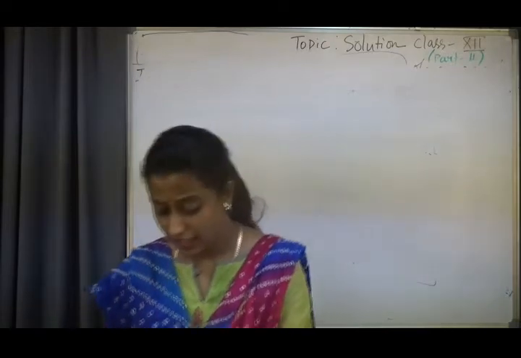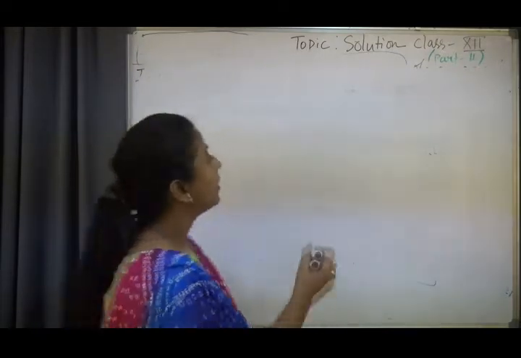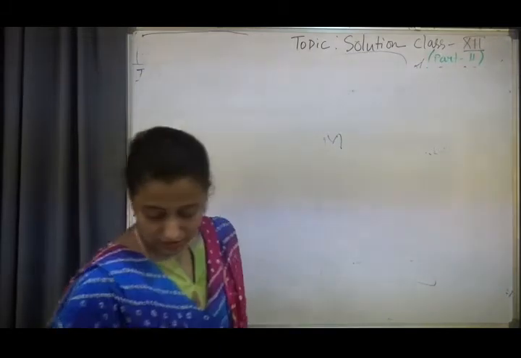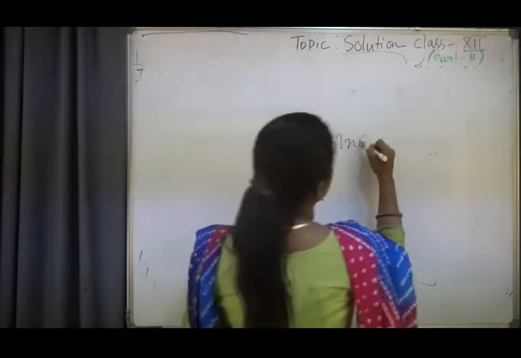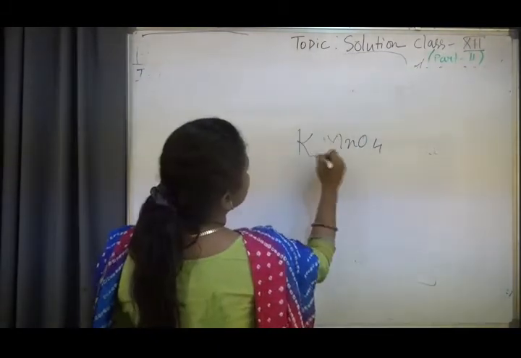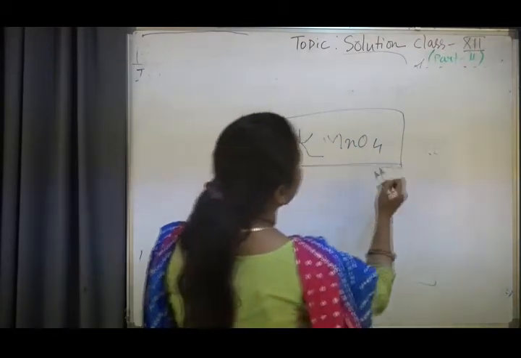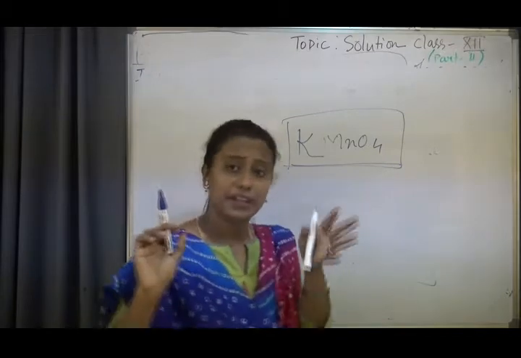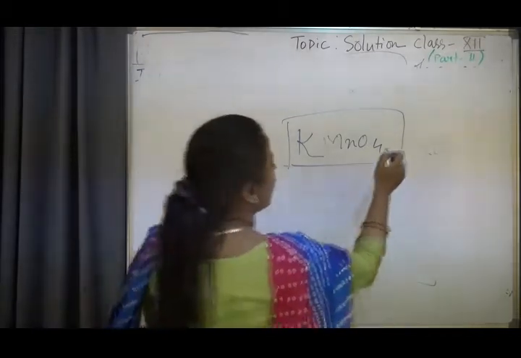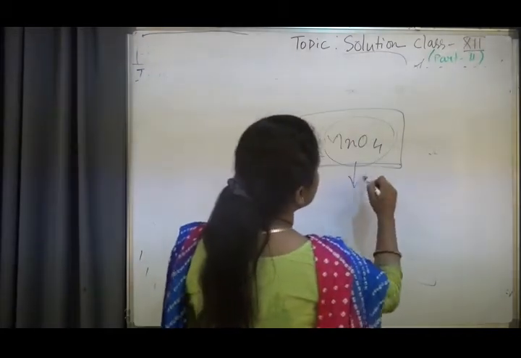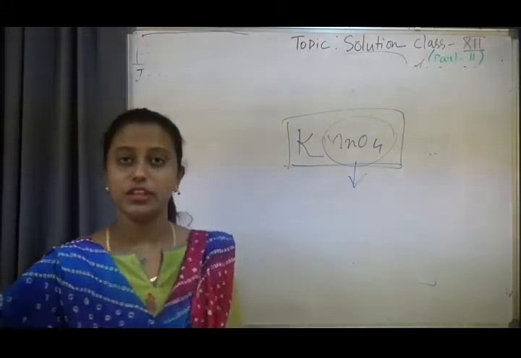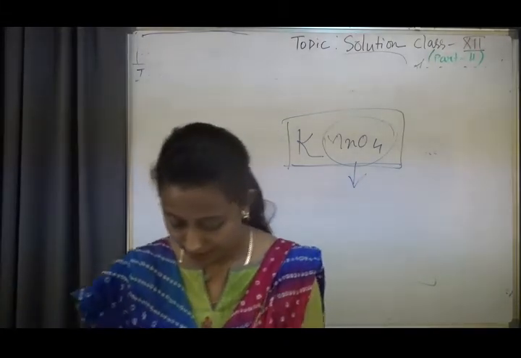This color is due to the MnO4. What is there in potassium permanganate? This is the symbol, KMnO4. The color is imparted by the MnO4 particles. These split into the solution, giving rise to the color.